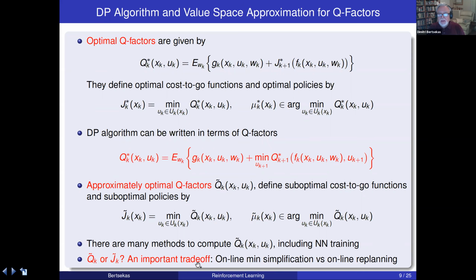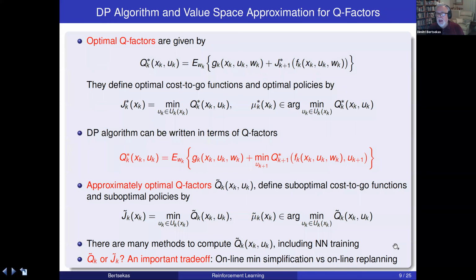Well, there is an important trade-off here, a trade-off between simpler minimization and online replanning. Using Q factors allows us to simplify the minimization online by means of this expression. It is easier to minimize this expression rather than to minimize this expression, which involves an expectation here that may bother us very much. On the other hand, if we use Q factors, we're sort of stuck with this algorithm here, and we forgo the possibility for online replanning.